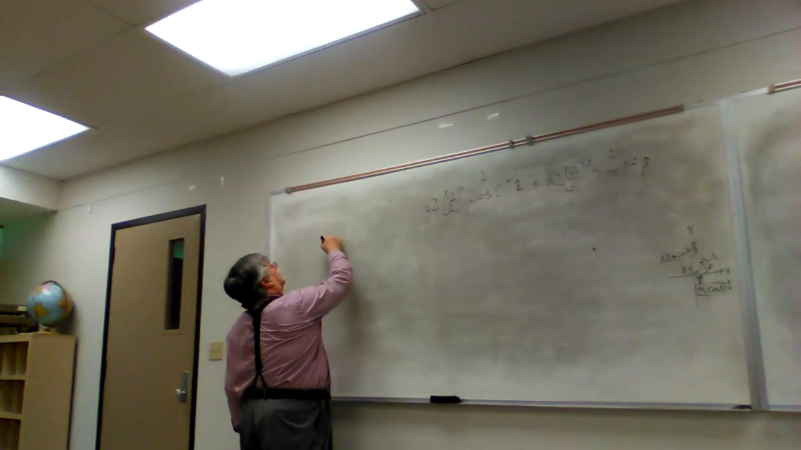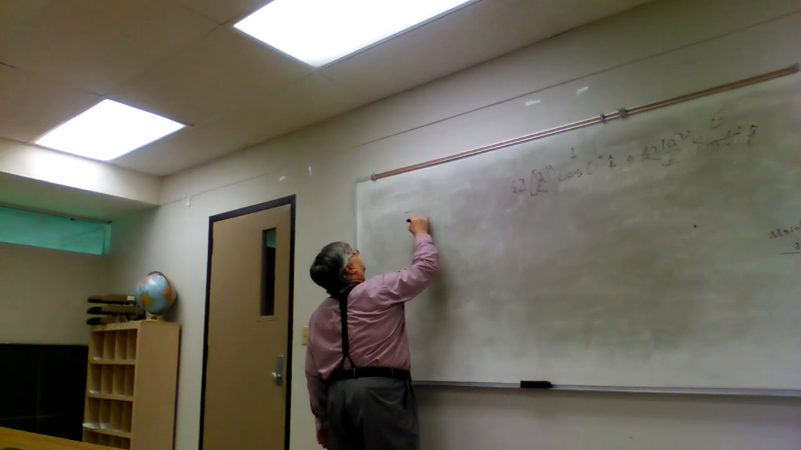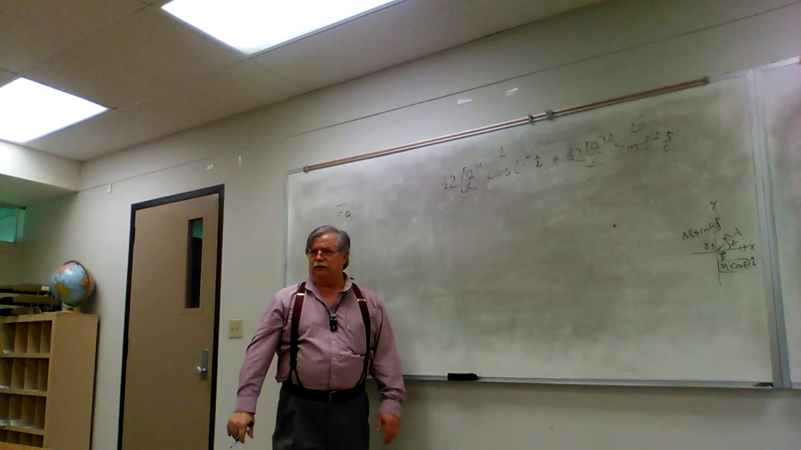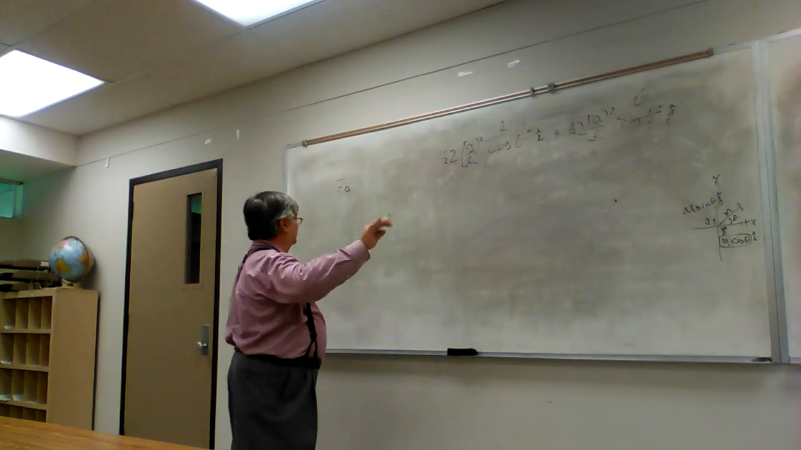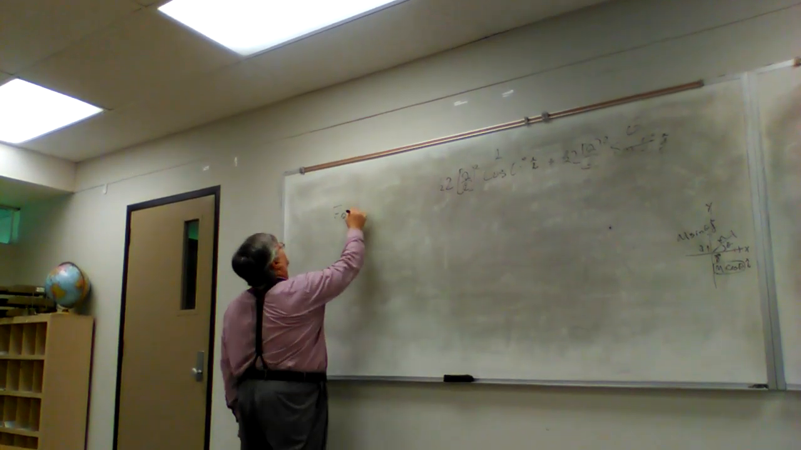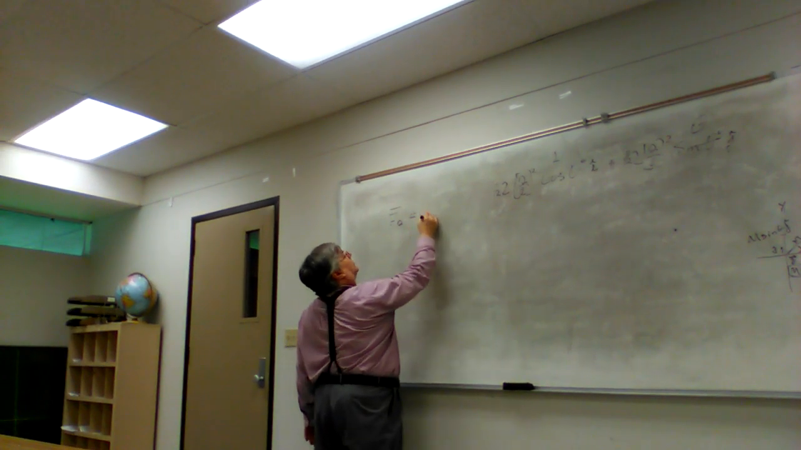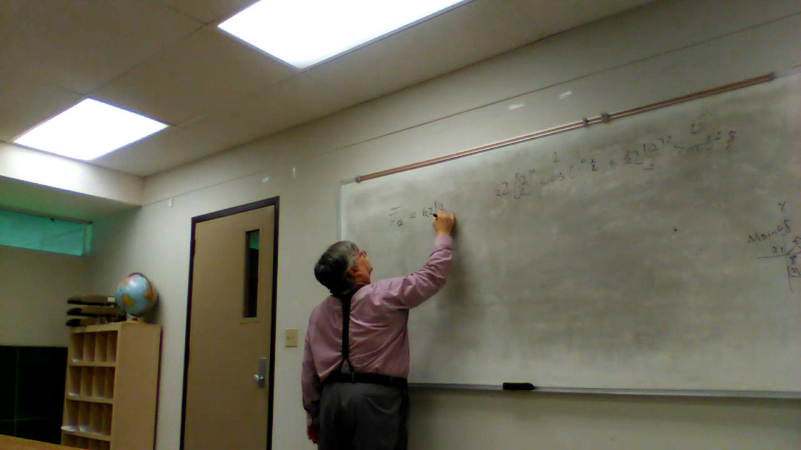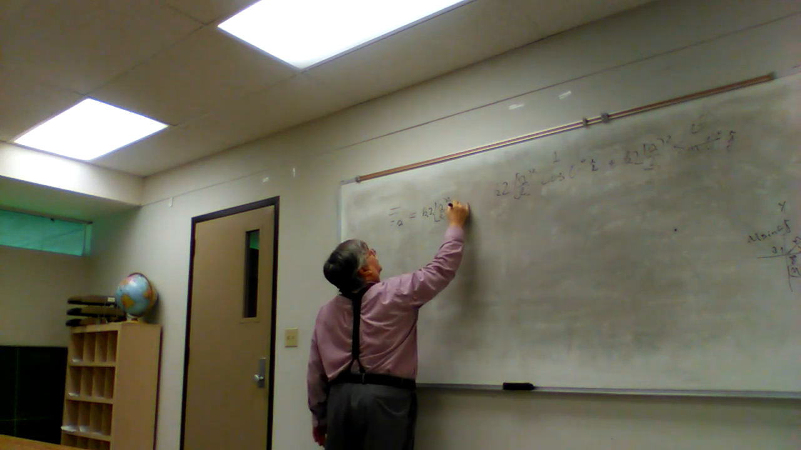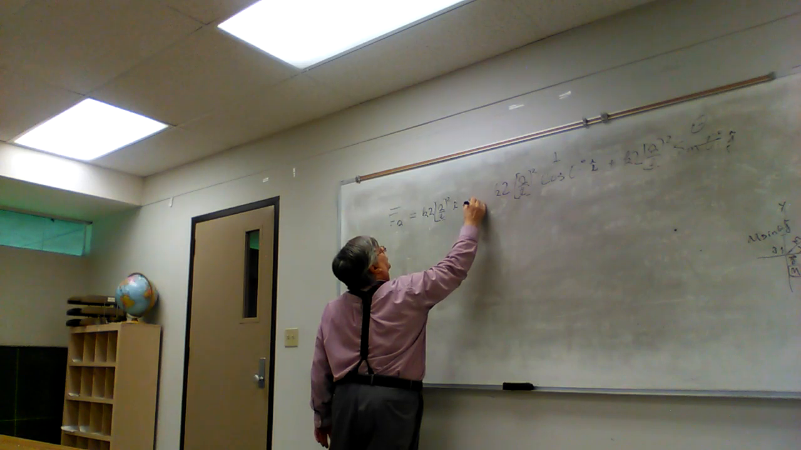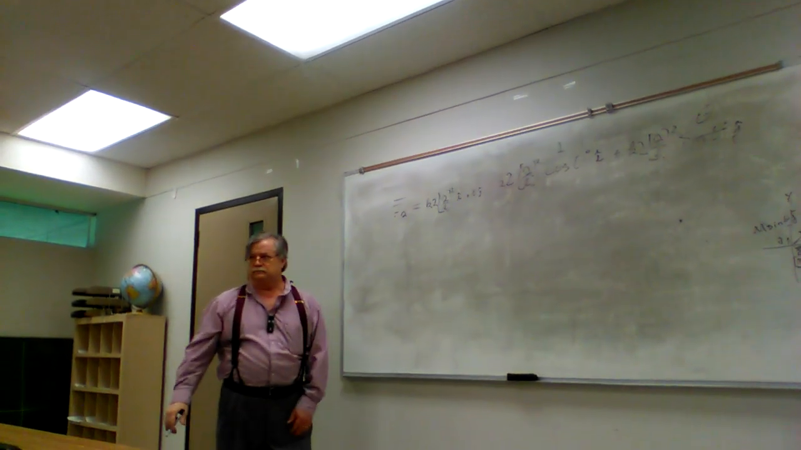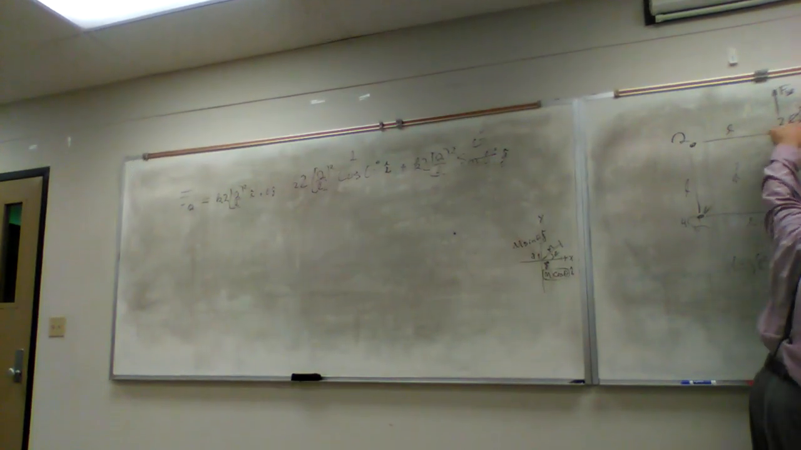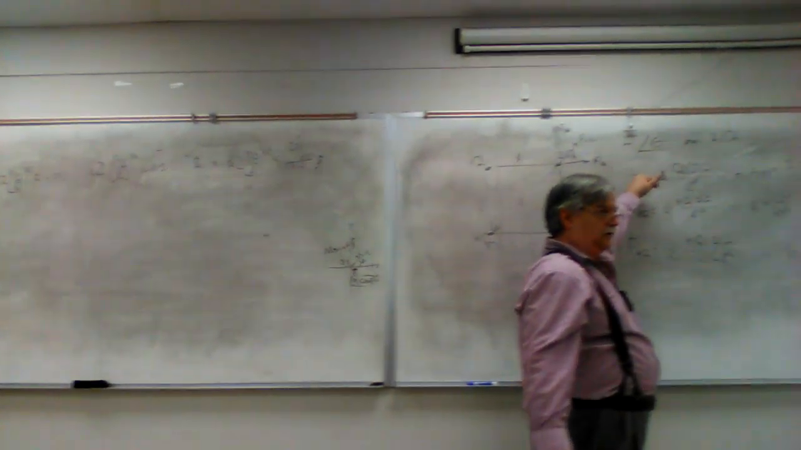So, the first one, FQ, boy, that's a dangerous subscript, isn't it? Okay, we're going to be real careful with that one. Is equal to K2Q over L squared I plus 0 J. And you can see that if you just look. It's all horizontal. It's all along the x-axis.